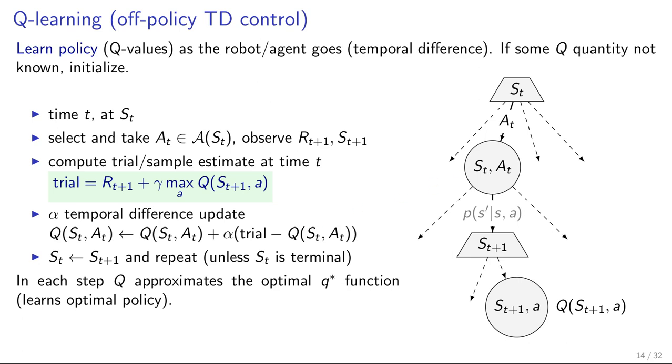And so this is my trial. The point is that I do the action A. I'm in the chance node now, and I end up somewhere in S T+1. While doing that, I also get the reward, R T+1.